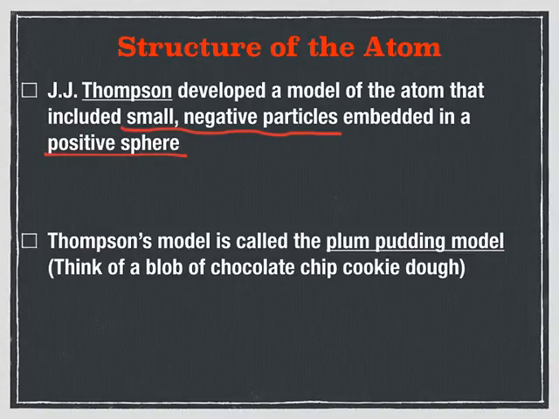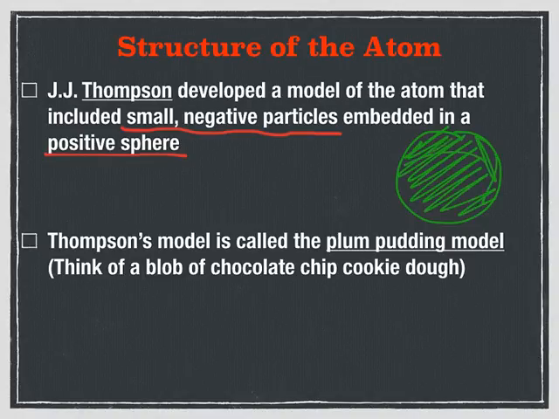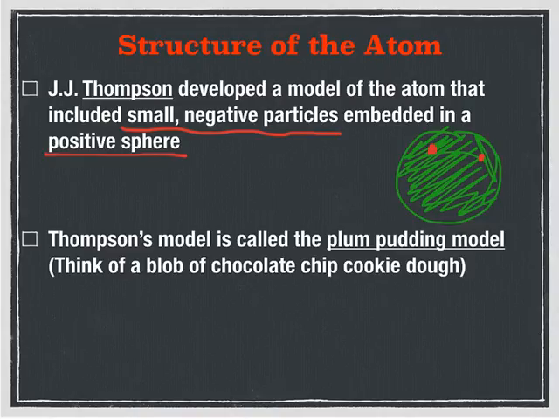So he would say if we have an atom, well, there's some positive stuff, and the whole thing is positive. But then inside of that, there's a couple of small, just negative particles. That would be Thomson's model.